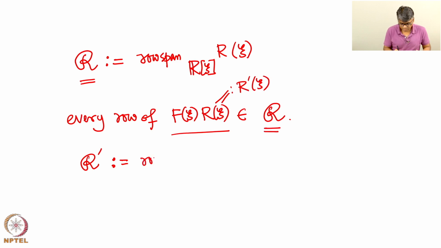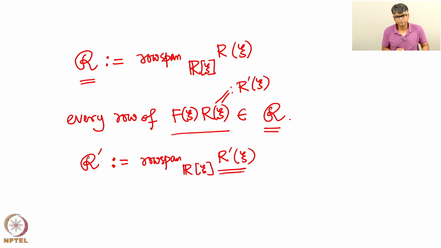So now if I define the row span of R prime over R[xi], because every row of R prime is an element of R, when I take linear combinations of those rows, they obviously are also linear combinations of the rows of R. Linear combinations of linear combinations are linear combinations. So therefore, this row span must be contained in this row span, correct?